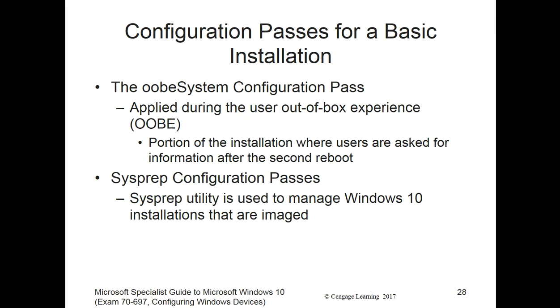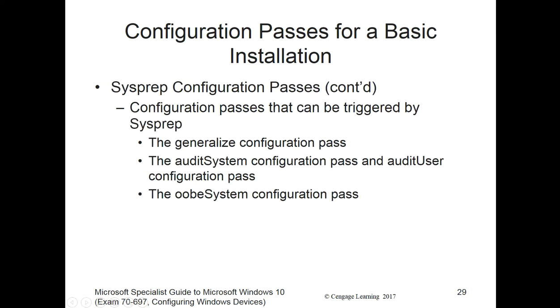Sysprep configuration passes. The Sysprep utility is used to manage Win 10 installations that are imaged. It rips that personalization off the image. Sysprep configuration passes can be triggered by Sysprep: the generalize configuration pass, the audit system configuration pass, and the audit user configuration pass. We've also got the OOBE system configuration pass.